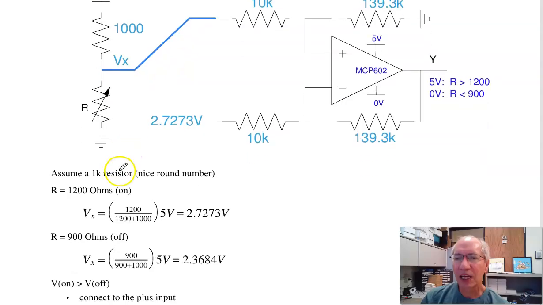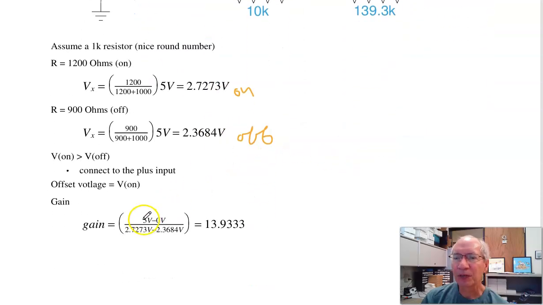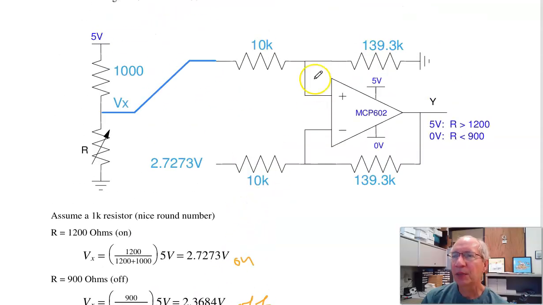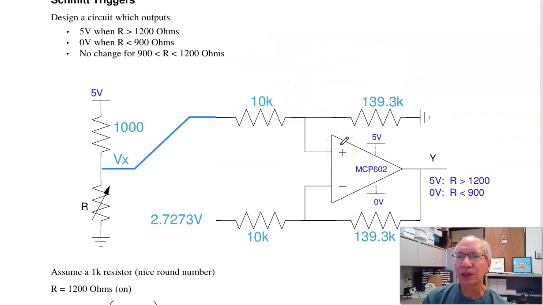When I do that, at 1200 ohms, the voltage at X is 2.73 volts. At 900 ohms, it's 2.36 volts. So this is V on. This is V off. Since V on is more than V off, I connect to the plus input. V on is the offset, and the gain is the slope. Output changes by 5 volts as the input changes by 0.4 volts. The slope is 13. Pick the resistors to be 13 to 1. And there's a circuit that'll turn on at 1200 ohms, turn off at 900 ohms.